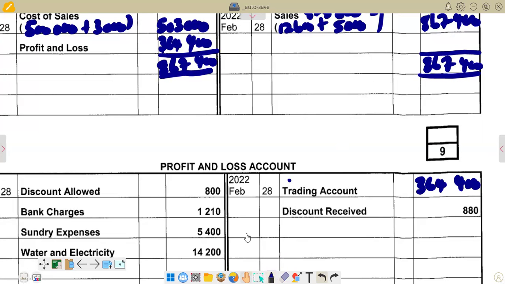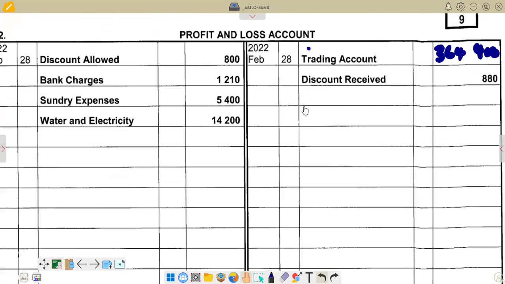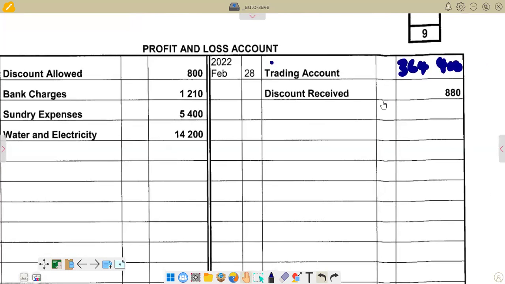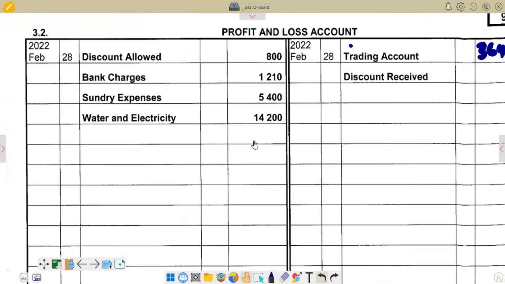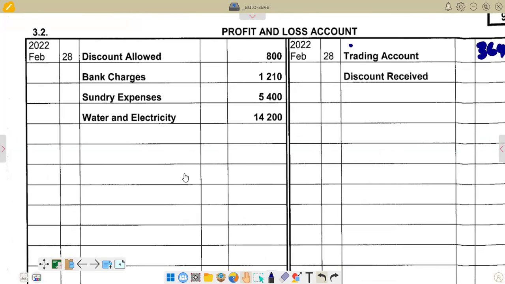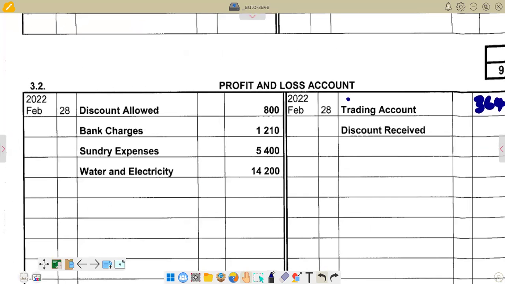Then on the profit and loss, we see that we've also got some items that have been pre-entered. We've got discount allowed, bank charges, standard expenses, and what else. They have been pre-entered, and then on the credit side, we've got discount received that is pre-entered, and then we've got our trading account that we've just entered. So we are going to look for other entries that have not been pre-entered in the list of balances. What happens on the profit and loss now is that all the expenses that we have in the list of balances and additional information go on the debit side. So expenses come this side, and then income will come this side.